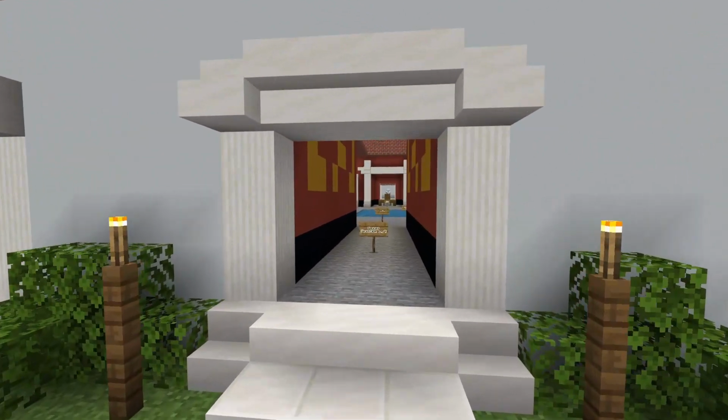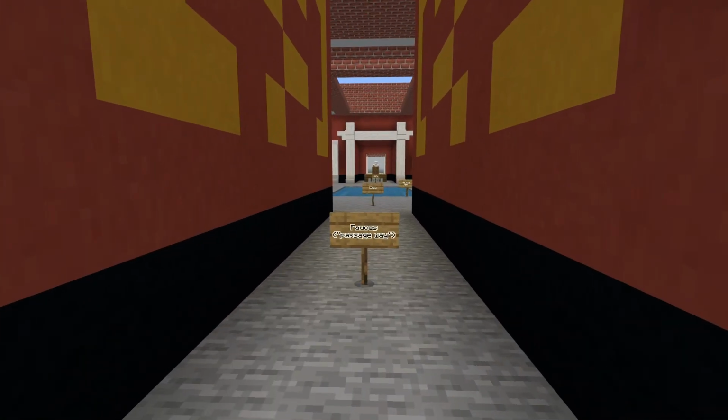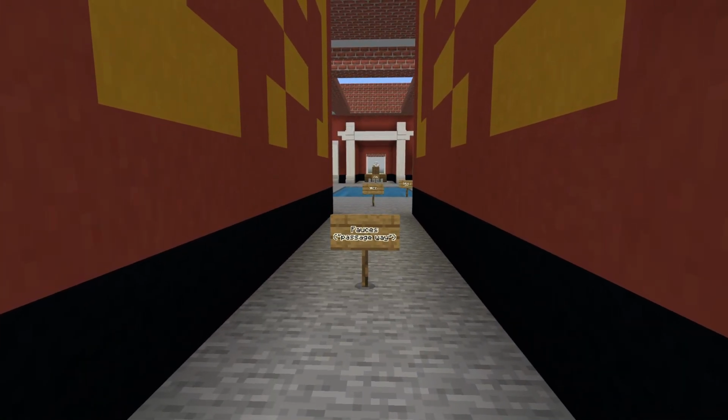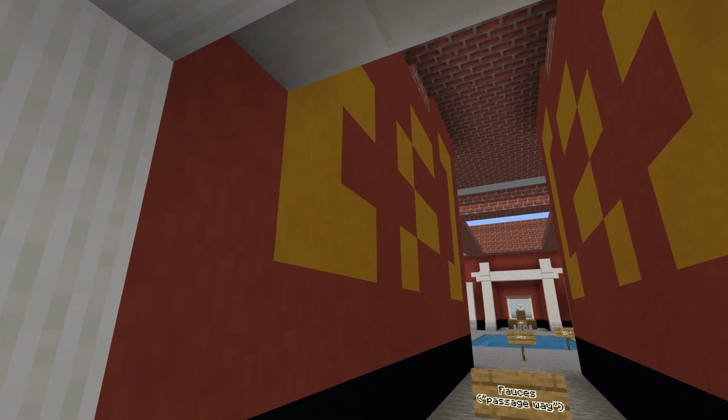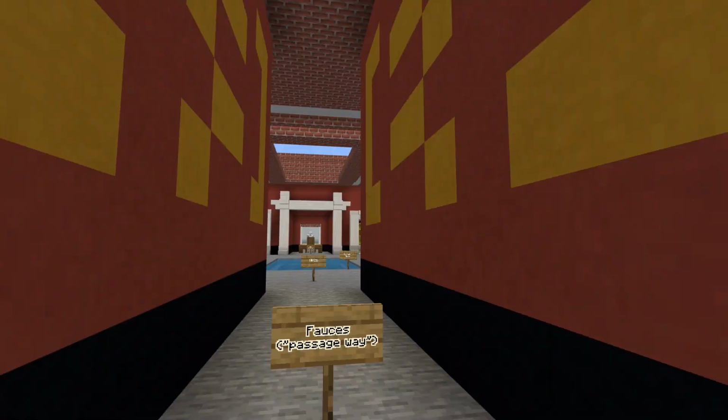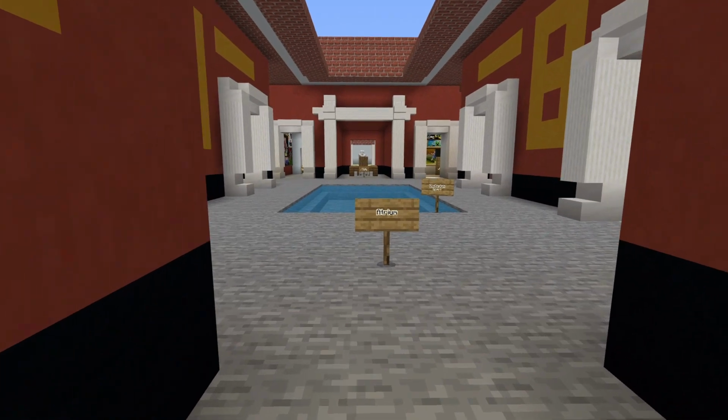Walking into the residential part of the house, we are met with a fauces, which is Latin for a passageway. Although these were only little passageways, they were heavily decorated just like the rest of the house was.